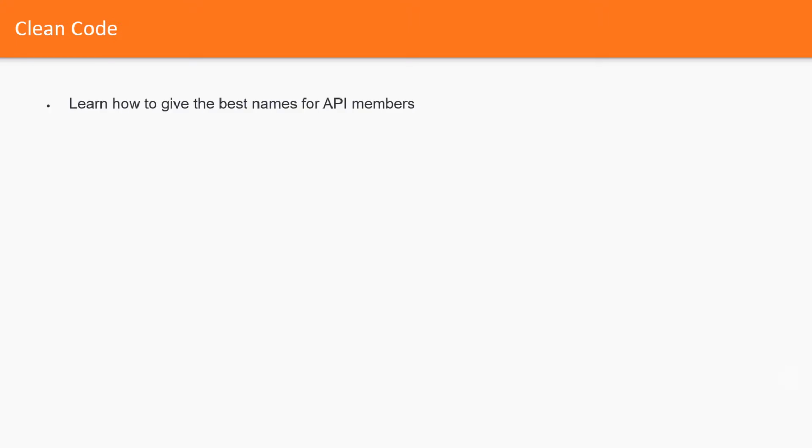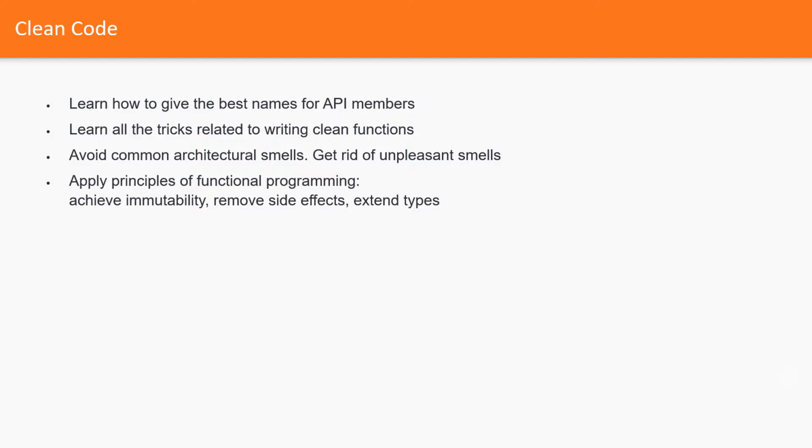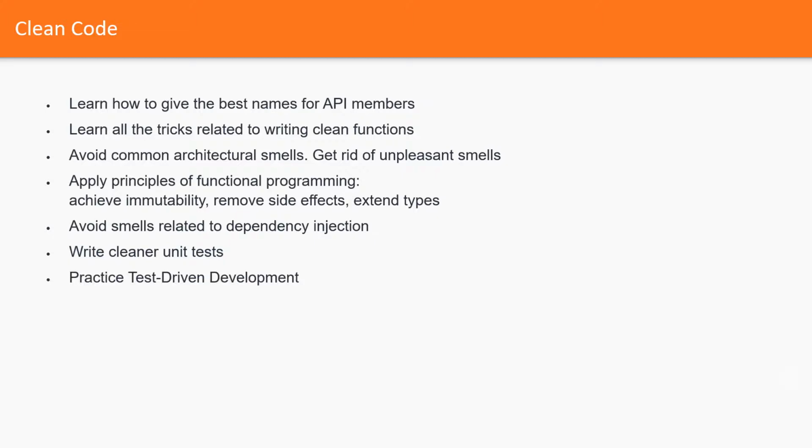Learn how to give the best names for API members. Learn all the tricks related to writing clean functions. Avoid common architectural smells. Get rid of unpleasant smells. Apply principles of functional programming. Achieve immutability. Remove side effects. Extend types. Avoid smells related to dependency injection. Write cleaner unit tests and practice test-driven development.